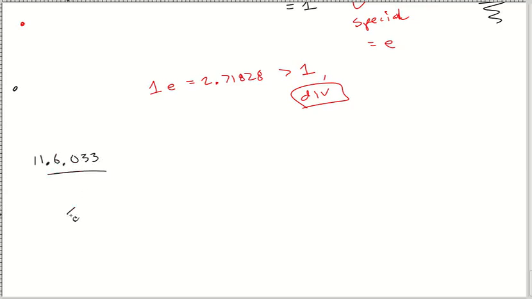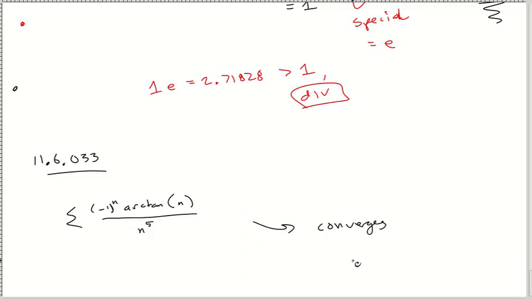I've got the summation of (-1) to the n, so it's alternating. I got arctangent of n, which is kind of interesting; we'll talk about that in a second. And then I got n to the 5th power. I'm just going to say right immediately, this guy converges all day long. There's a few reasons why this converges. First off, the alternating part helps it converge.